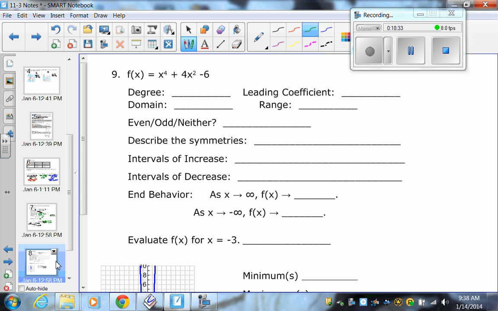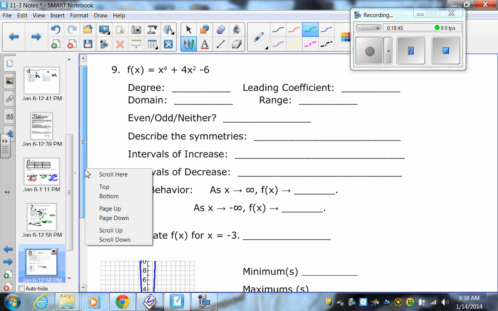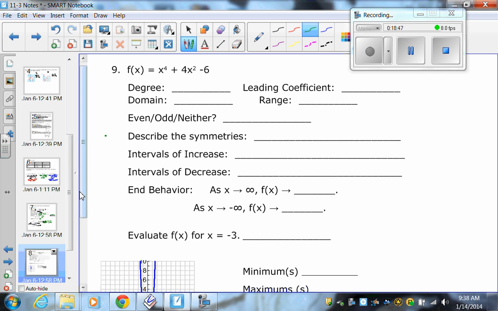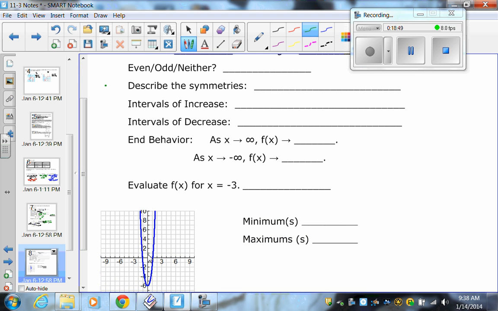Now, what I would like you to do is to pause the video and try this example from beginning to end for yourself, and then come back to it to see if you did it correctly. So first step is typing the function into y equals in your calculator. And when you do that, your graph should end up looking like this.